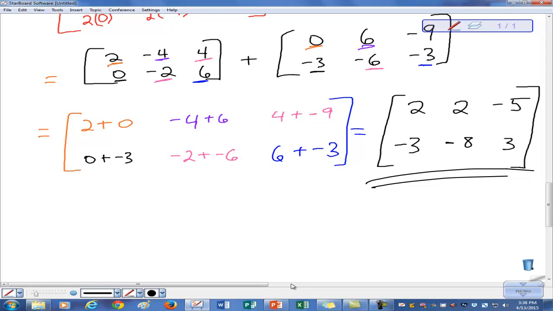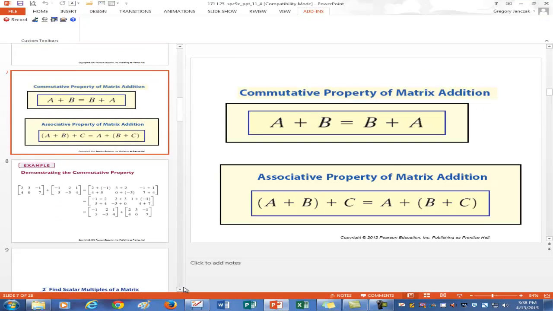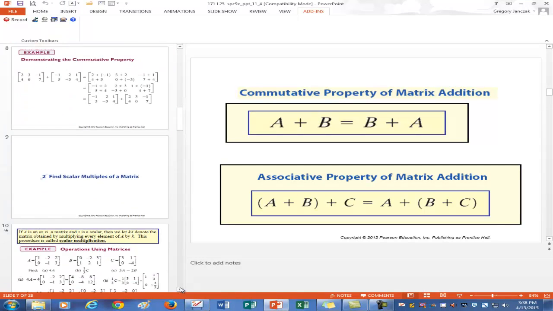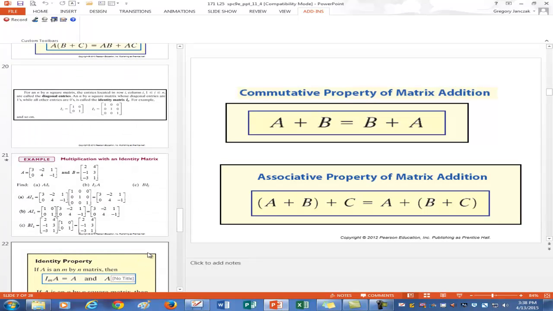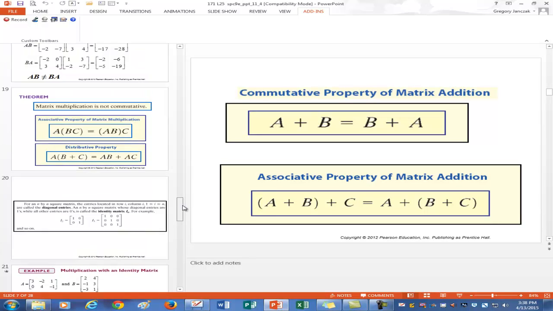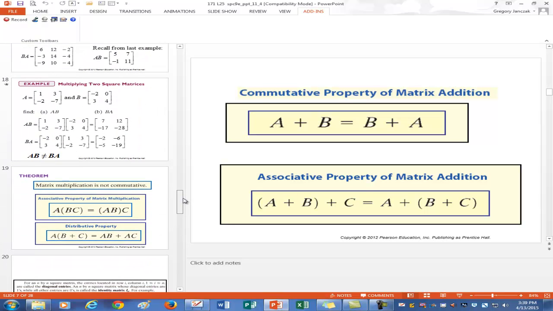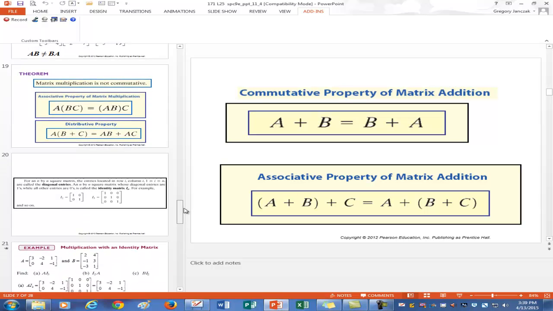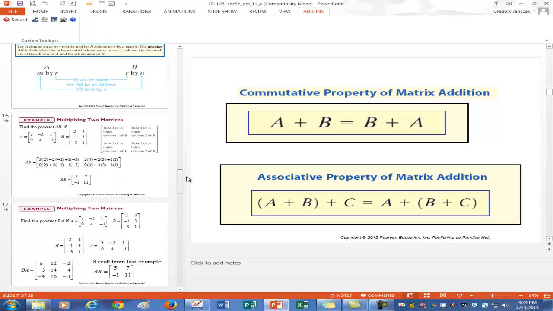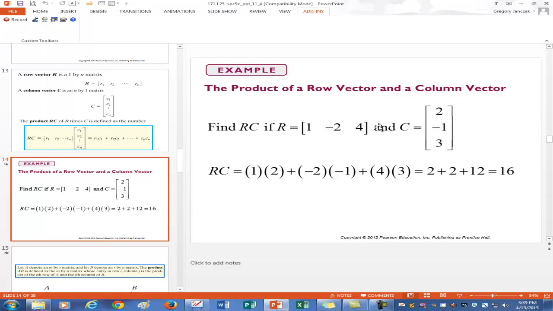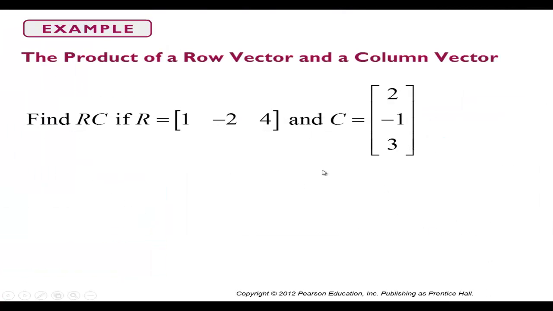Okay. Now we're going to move down a little bit here. Alright, we're going to take a look at matrix multiplication. And for matrix multiplication, you have to be careful with it. Here we go. With matrix multiplication, you're going to multiply the first row with the first column.